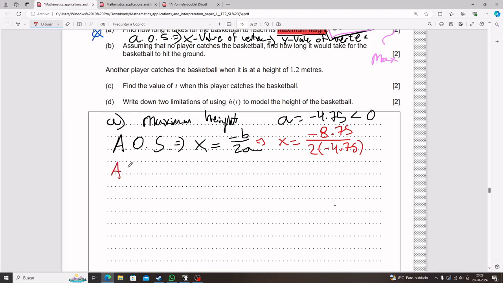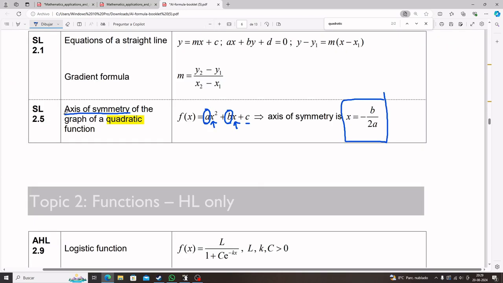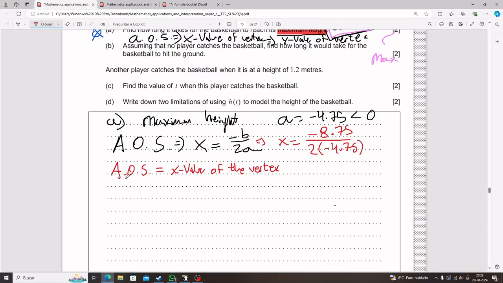So my axis of symmetry is an x value, right? Which is also the x value, as I mentioned earlier, of the vertex. So that is also another thing I should maybe clarify. Whenever you use this equation for the axis of symmetry, you can also think about it as the x value of the vertex. Okay, it's the same thing. The axis of symmetry is the x value of the vertex. Once you establish that, this becomes so much easier.